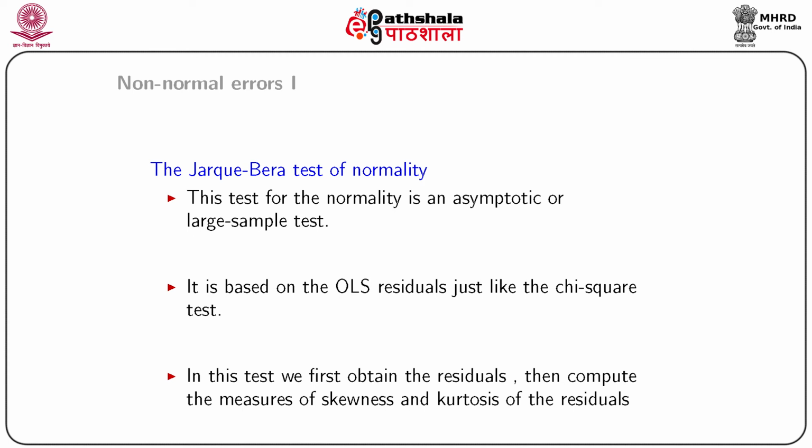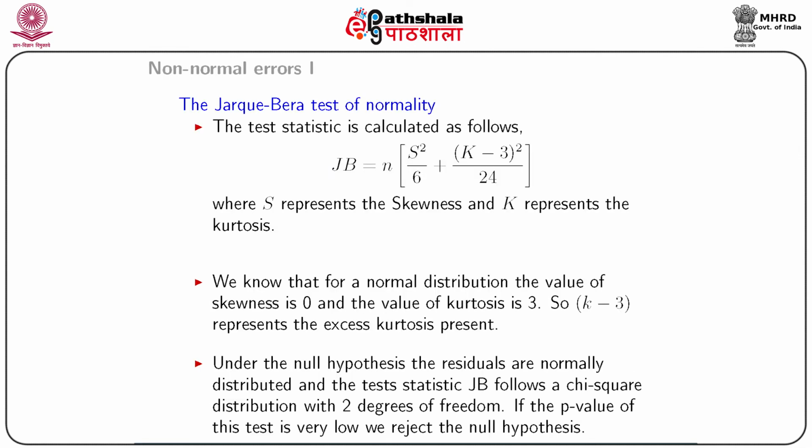Under the null hypothesis, the residuals are normally distributed, and the test statistic JB follows a chi-square distribution with 2 degrees of freedom. If the p-value of this test is very low, we reject the null hypothesis. Now, as you can see in this test statistic, we have JB equals n times S squared divided by 6 plus (K minus 3) squared divided by 24. Now, if the errors are actually distributed as normal, then S should be 0 and so should K minus 3. Thus, JB should take the value 0 or very close to 0.